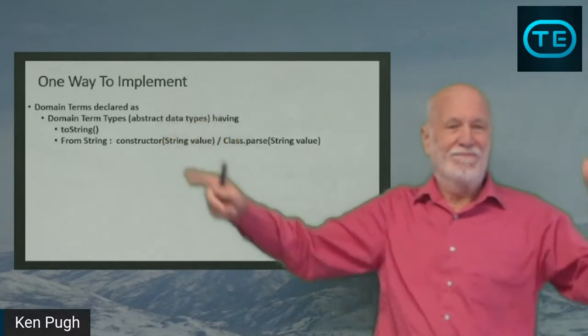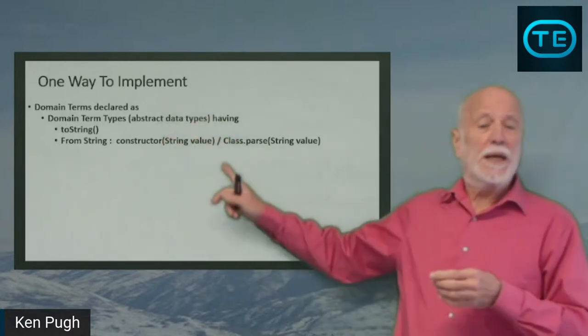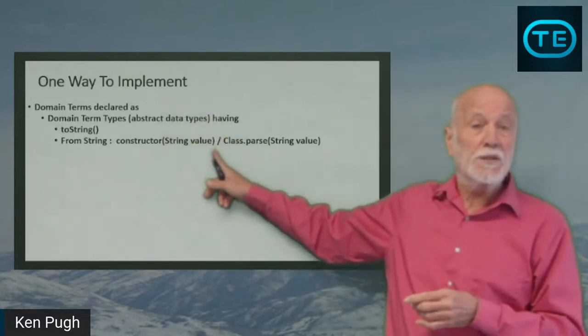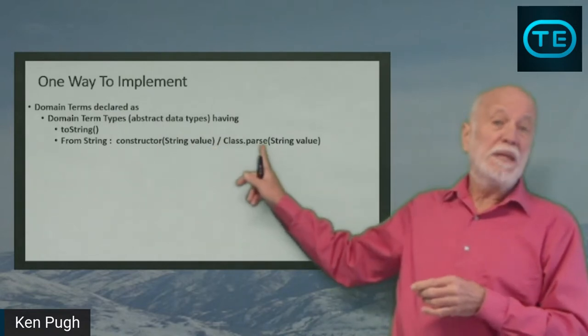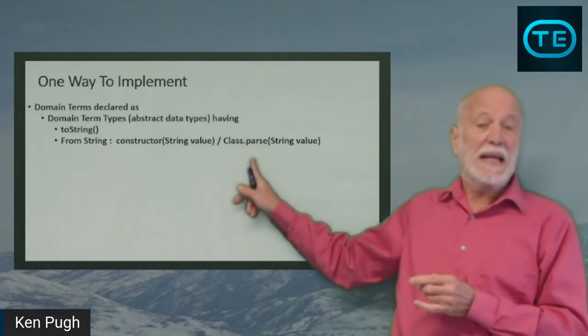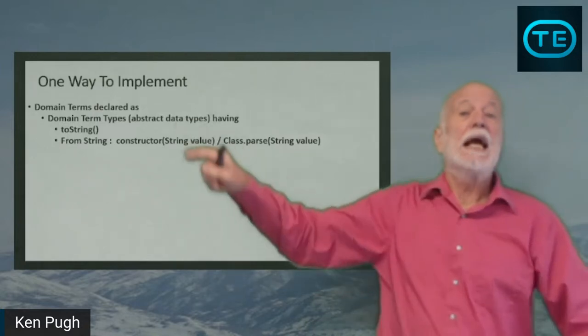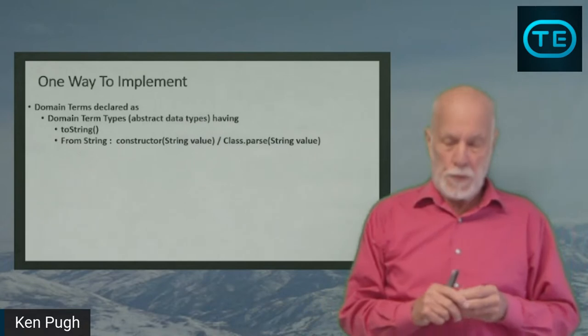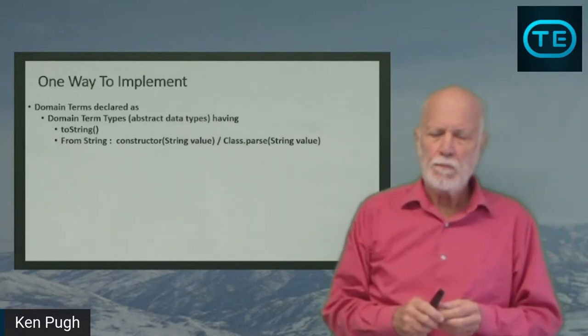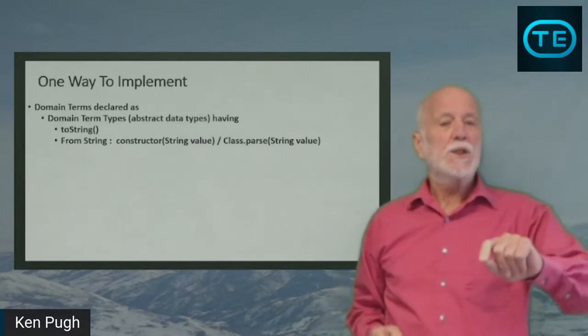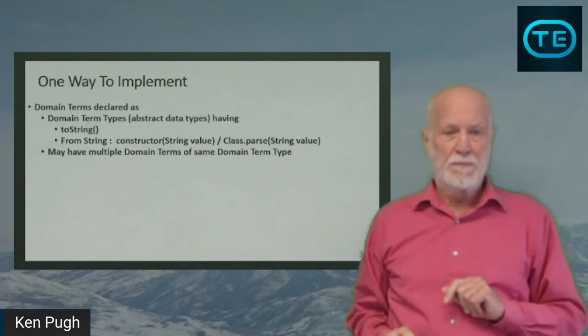The to string, just the method. The from string could either be a constructor that takes a string, or it could be a static class method that's typically called parse that takes a string and constructs an object of that class. So we've got domain terms and domain term types.